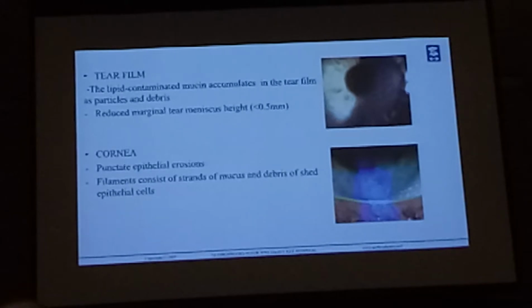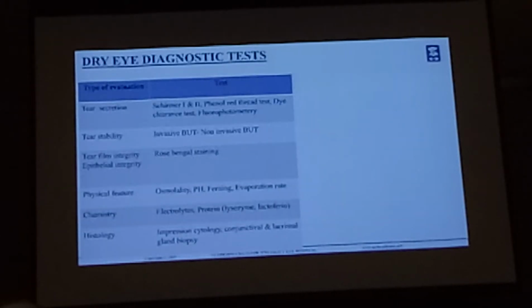When you examine the tear film, you can actually see that there is a lipid contaminated mucin which accumulates in the tear film as particles and debris. You can see that there. Reduced marginal tear meniscus, generally the height is more than 0.5 mm. You look at the cornea, you can see punctate epithelial erosions, and sometimes you may even see filaments, which are strands of mucus and debris from the epithelial cells.